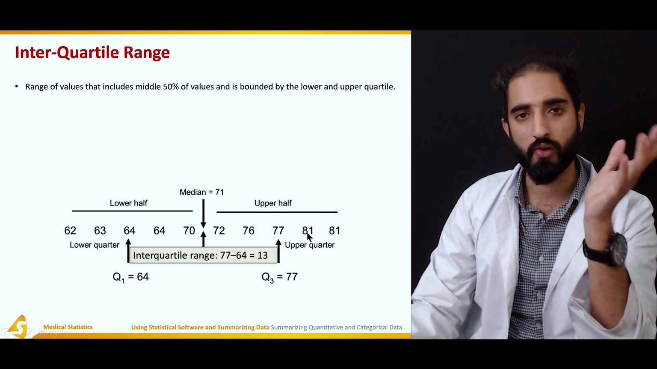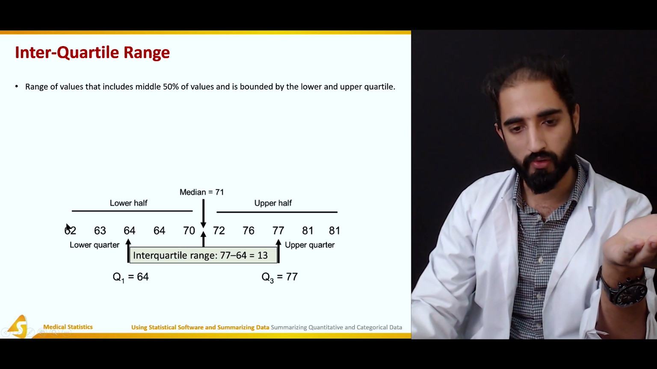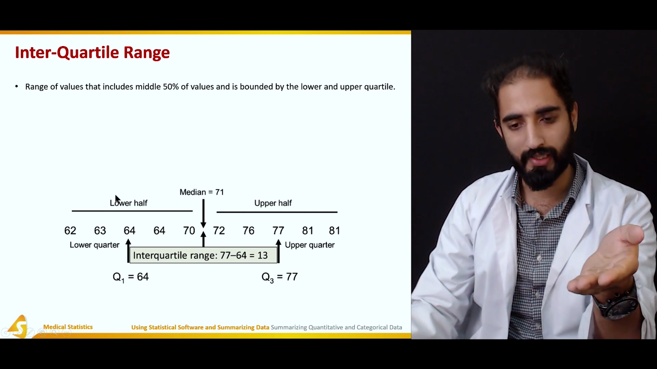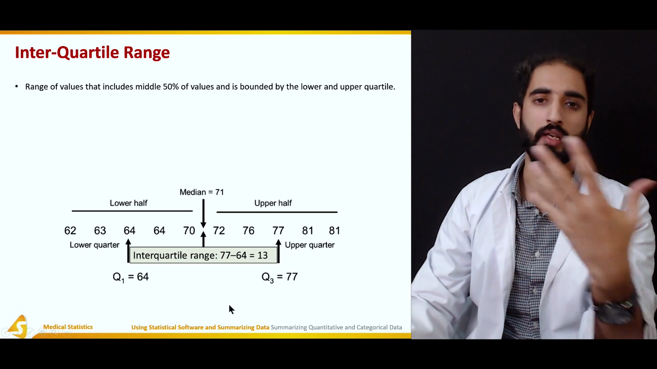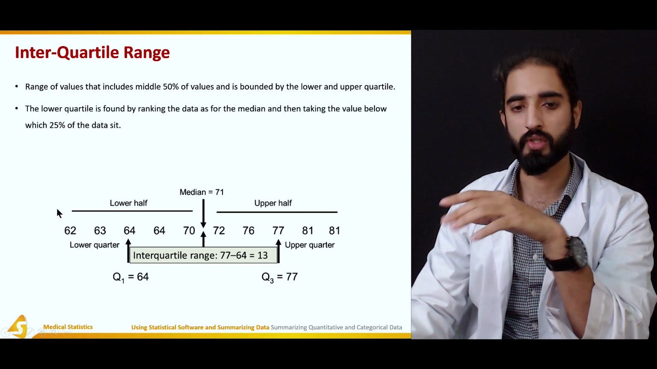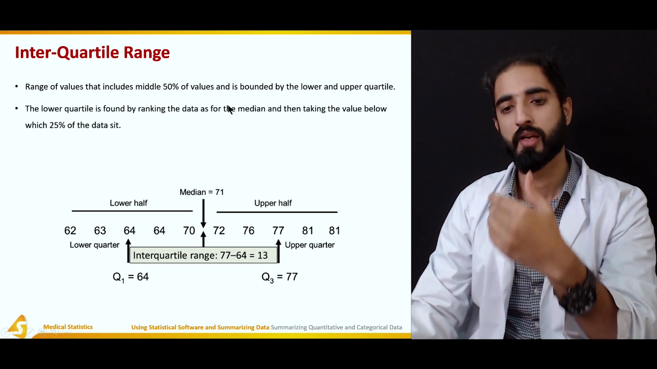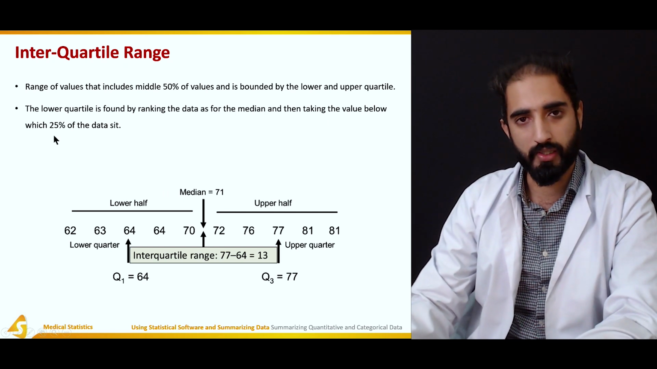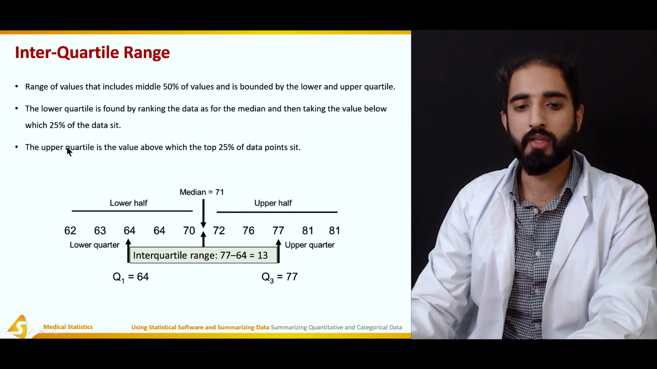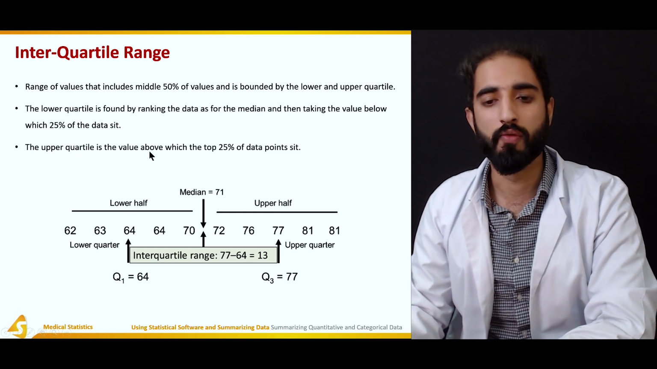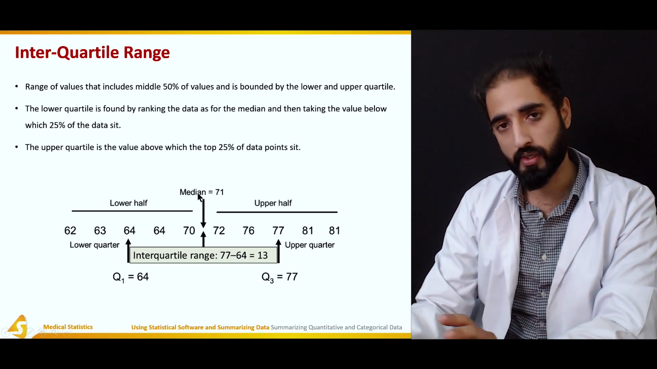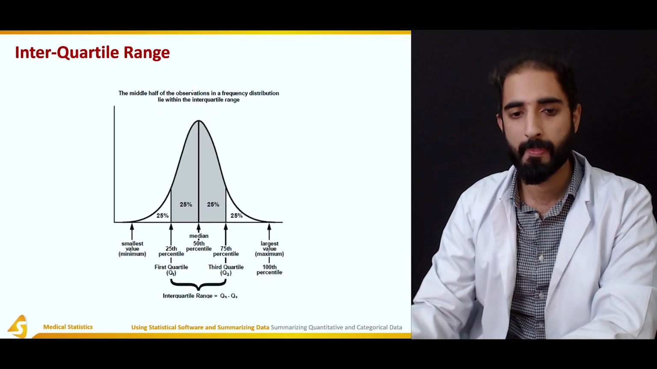This is the upper quarter or upper quartile, which means 25% of the lowest values and 25% of the highest values, and the center 50% is the interquartile range. So the lower quartile is found by bracketing the data as for the median and then taking the value below which 25% of the data sits. The upper quartile is similarly the value above which 25% of the data sits. And that is also written by the term quartile.